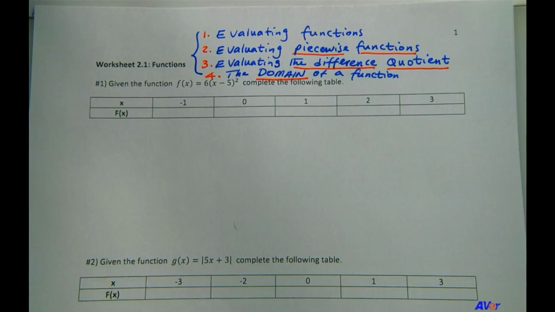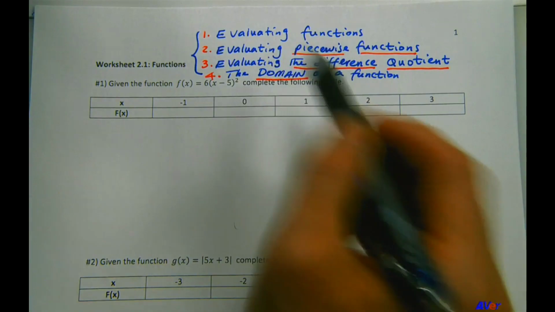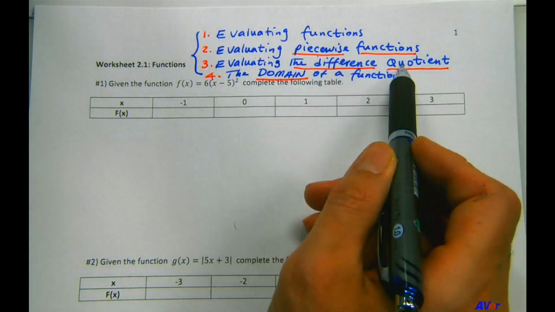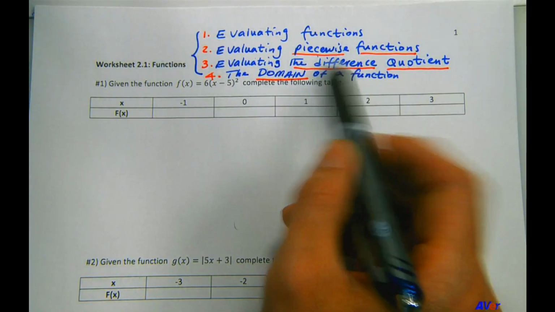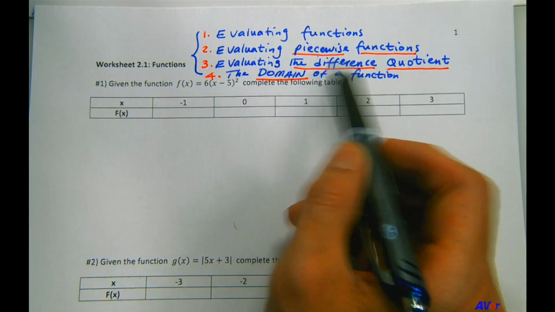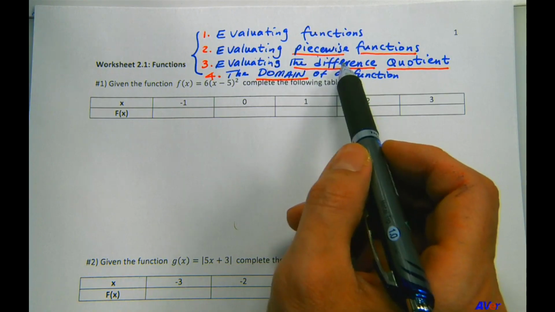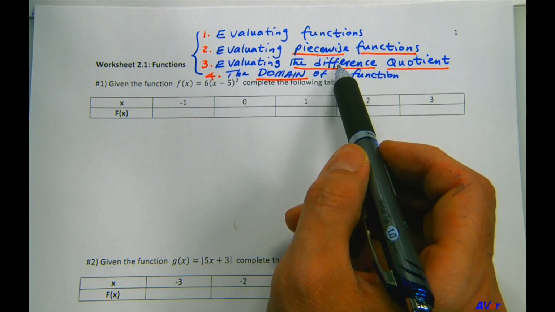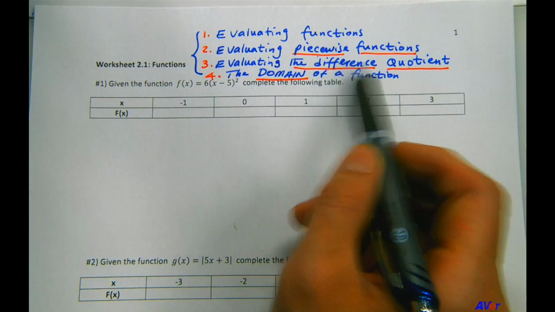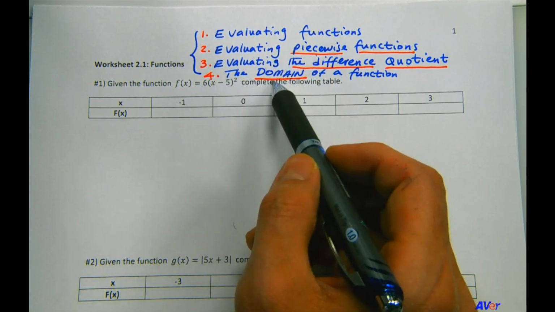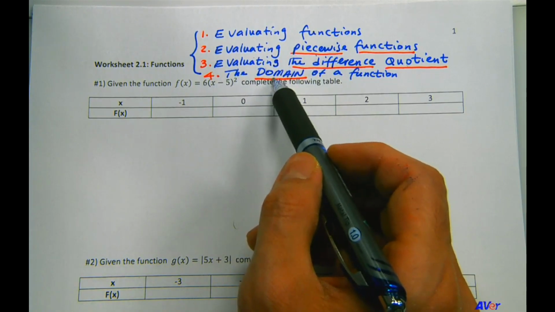So in this section, we will be talking about these main topics: evaluating functions, evaluating piecewise functions, evaluating the difference quotient, this being a pre-calculus class. We're setting the foundation for using the difference quotient in the calculus class. Here we introduce the concept, but in the calculus 1 class, you'll see what use the difference quotient really has. And finally, we've talked about the domain of a function, and we'll do more examples of that in this section.